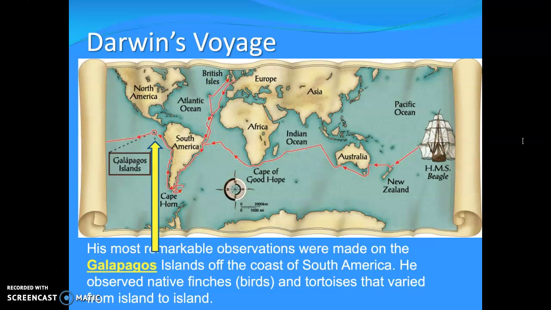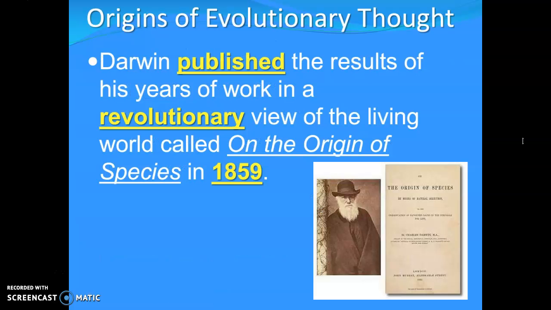So Darwin started out coming from England, and he traveled to South America. He's most known for traveling to the Galapagos Islands, but basically he did travel all over the world. In the Galapagos Islands, which is off of South America, he observed some native finches and some tortoises. And so he collected a lot of information from those individuals.